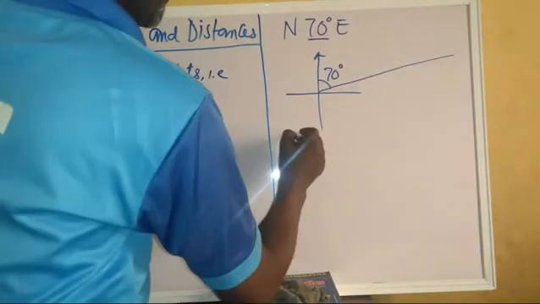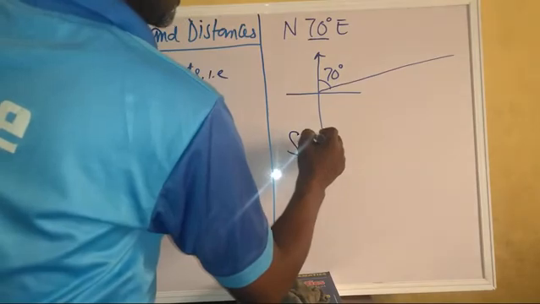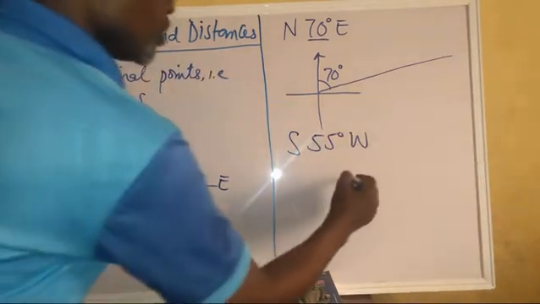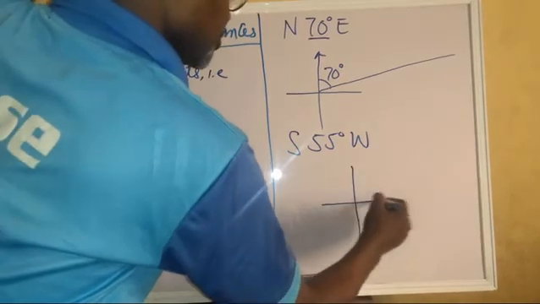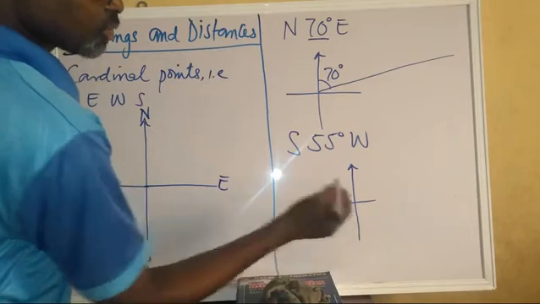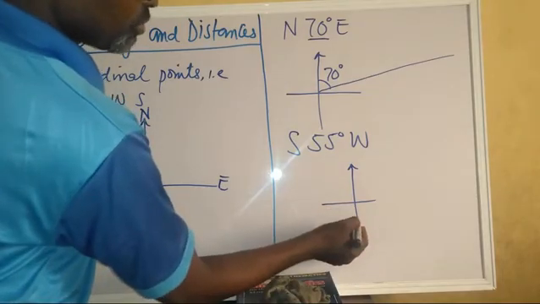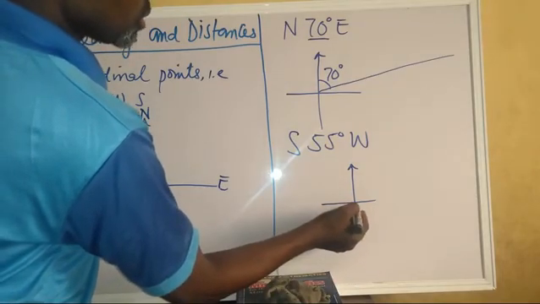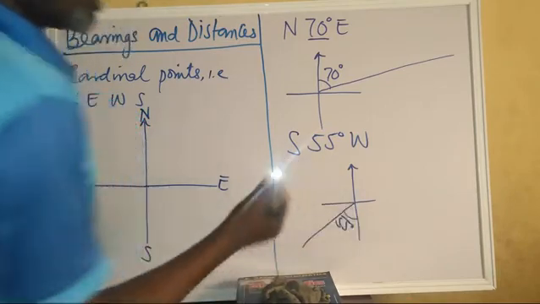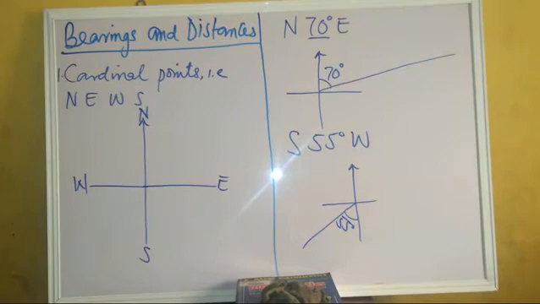Or let's say we have south 55 degrees west. What we need is the cardinal point. Here we have the north pole. This is south pole, 55 degrees. You are moving from south towards west. This is 55 degrees. So when we are given a cardinal point, this is the way we are going to represent it.